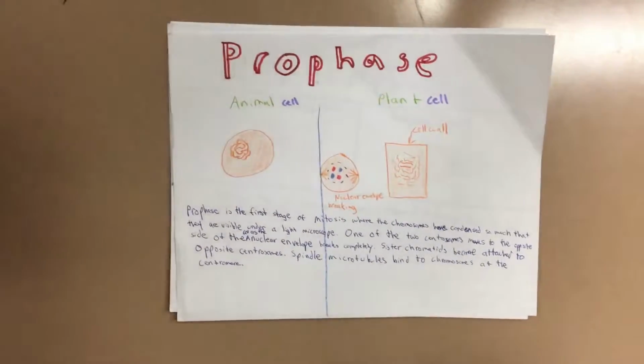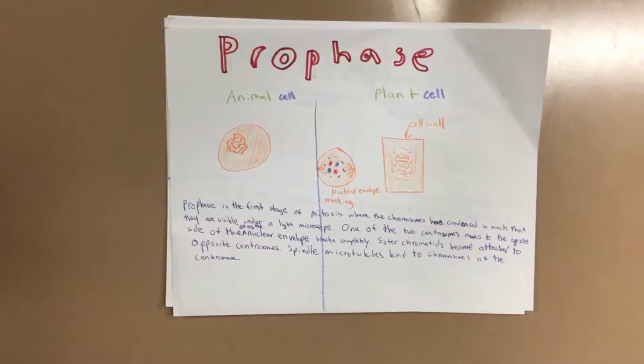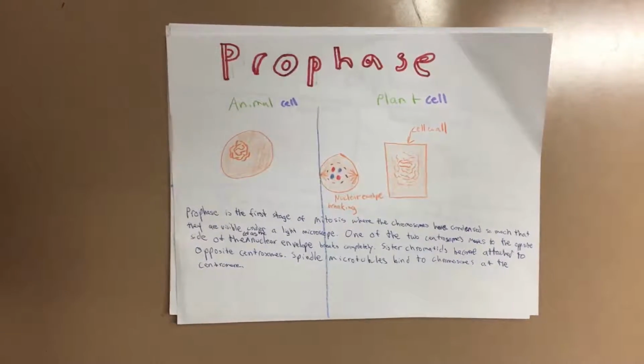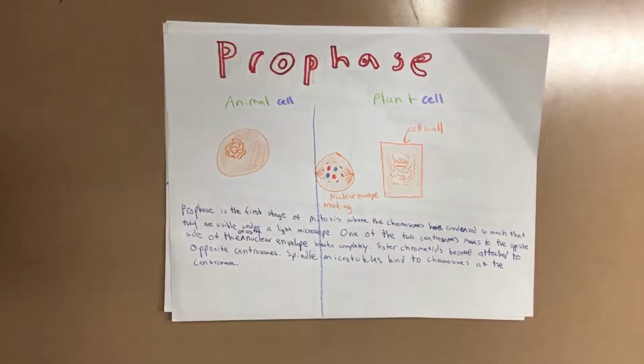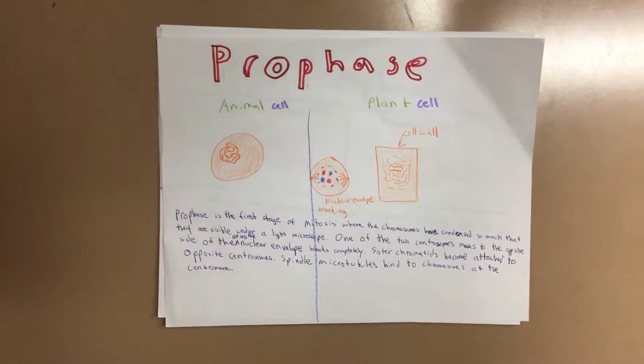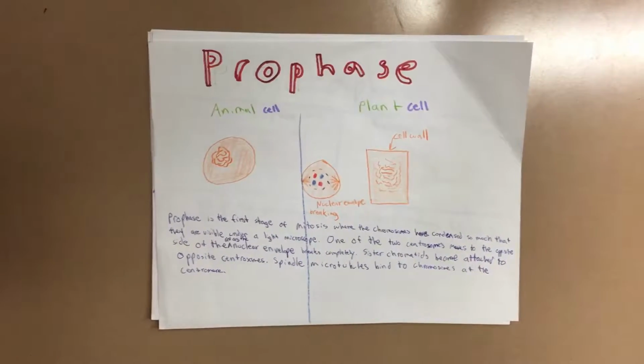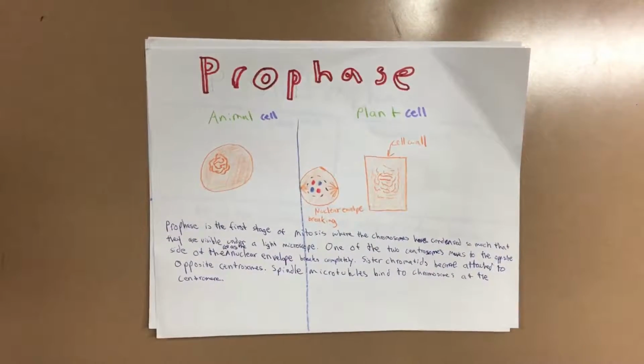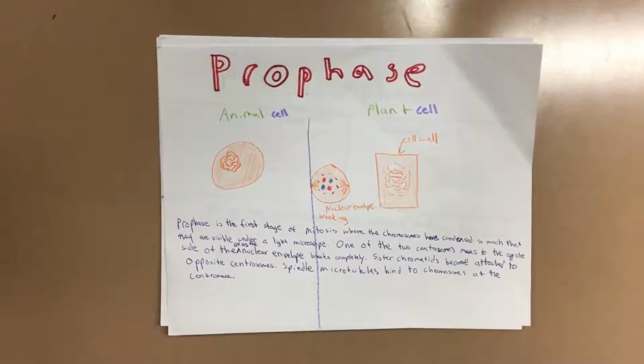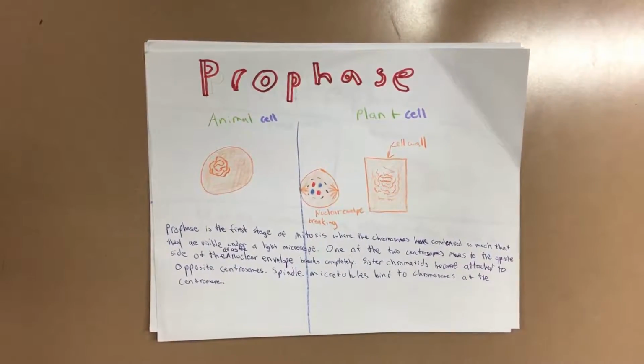Prophase is the next stage of mitosis. Chromosomes have condensed so much that they are visible under a light microscope. The duplicated chromosomes become visible as they condense also. One of the 2 centrosomes moves towards the opposite side of the cell as the nuclear envelope breaks up completely.